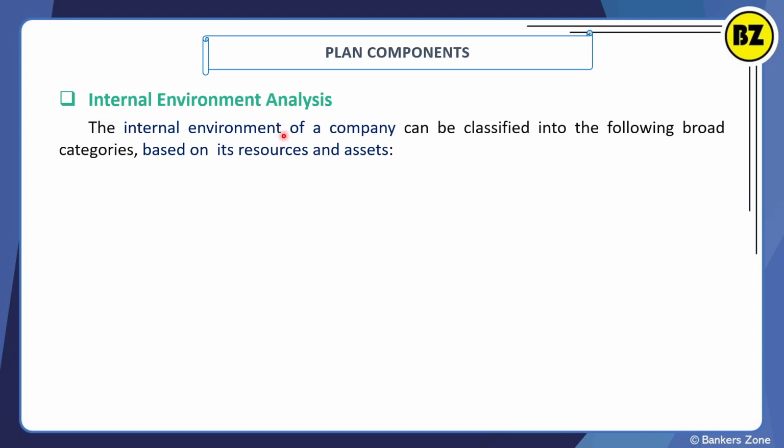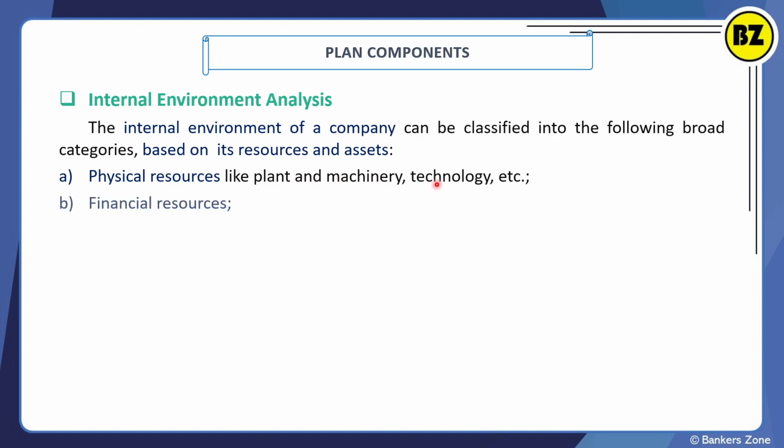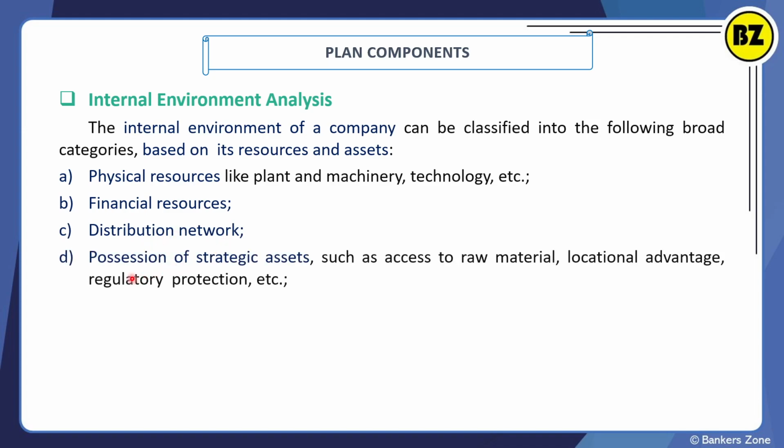If any company wants to analyze its internal environment, it should be based on the following resources or assets. Physical resources, which may be a plant, machinery or technology. Then the financial resources you are having, the distribution network, then the position of the strategic assets, that means what assets you are having, for example raw material, location advantage, or any regulatory protection you are having, right?